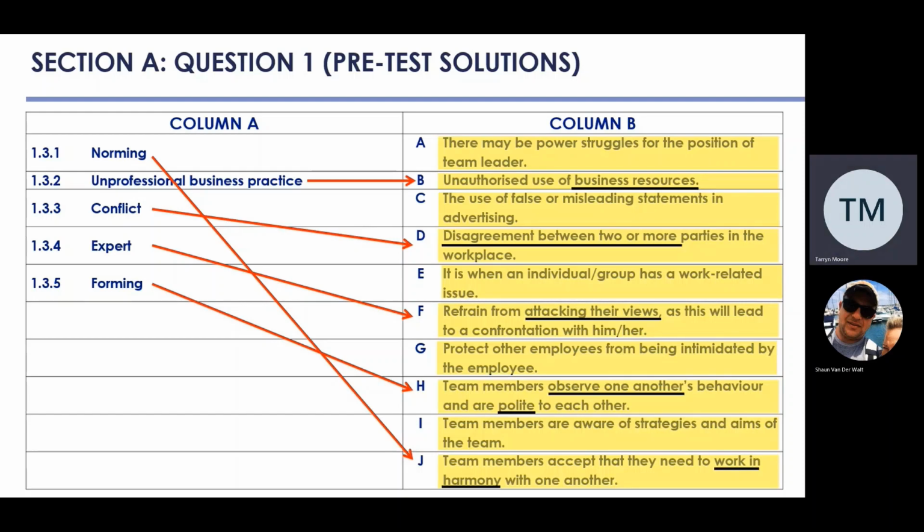So when we've looked at all of our column B statements, we've underlined and highlighted our key concepts, and we've made sure that we've looked at our answers. So when we look at 1.3.1, we're looking at J. When we're looking at 1.3.2, we're looking at B. 1.3.3, conflict, which we have as D. 1.3.4, the expert, F. 1.3.5, forming, you're looking at H. That then concludes section A for this part of the presentation. You will have a little bit of time to just look at question 2, and then we will continue with the discussion.